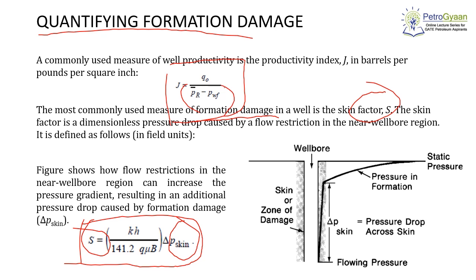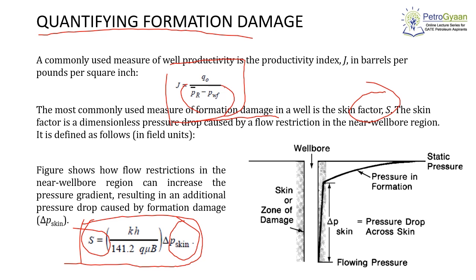If skin factor is 0 or less than 0, then we can say that this is a relatively less damaged well or an undamaged well. And when we use well stimulation, we are converting our skin factor from positive to negative. This means our well is now in an undamaged condition.